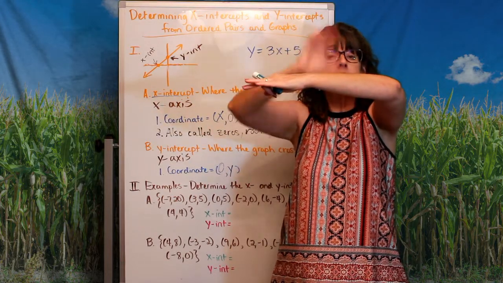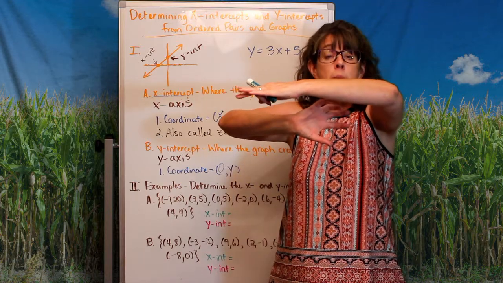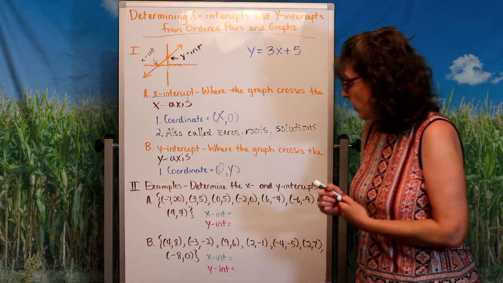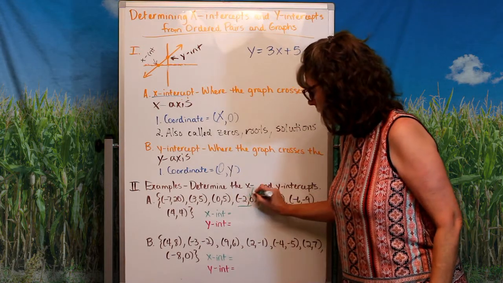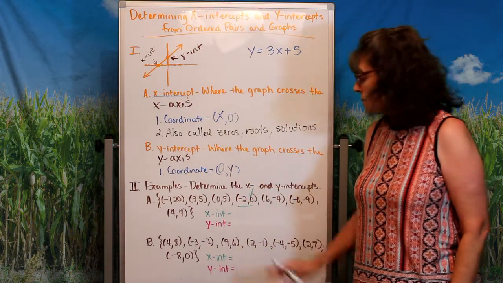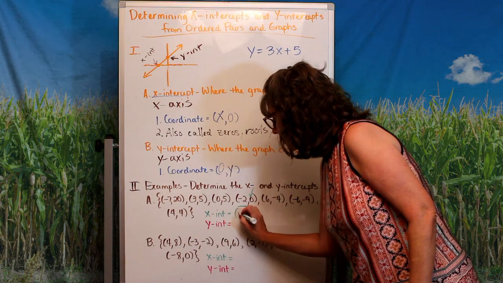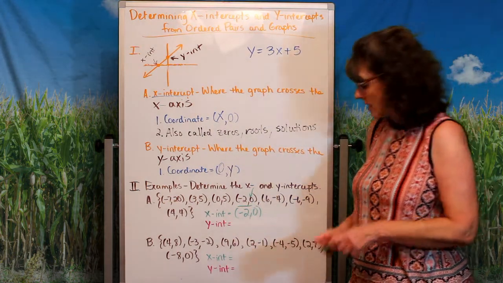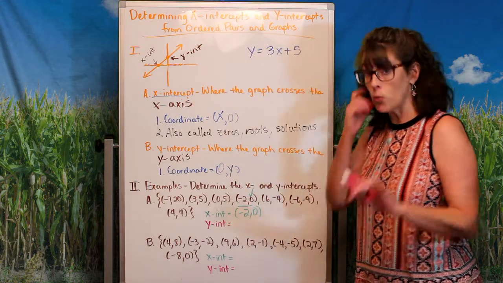Up or down movement is signified by the y. So I'm looking for the point that has a y-coordinate of 0. Well, right here, there's a y-coordinate of 0. So that means that my x-intercept for this particular example is going to be that point, -2, 0.